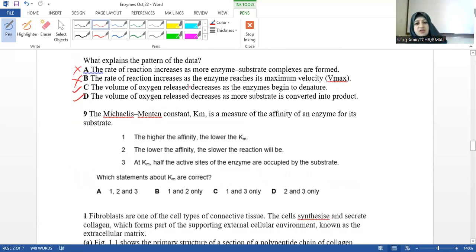Km is a measure of affinity of an enzyme for its substrate. So the higher the affinity, the lower the Km. Correct. Reaction will proceed quickly. The lower the affinity, the slower the reaction will be. That's also correct. At Km, half the active sites of the enzyme are occupied by the substrate. That's also correct because Km is half of Vmax. So at Km, half the active sites of the enzyme are occupied by the substrate. That's correct. All three are correct.